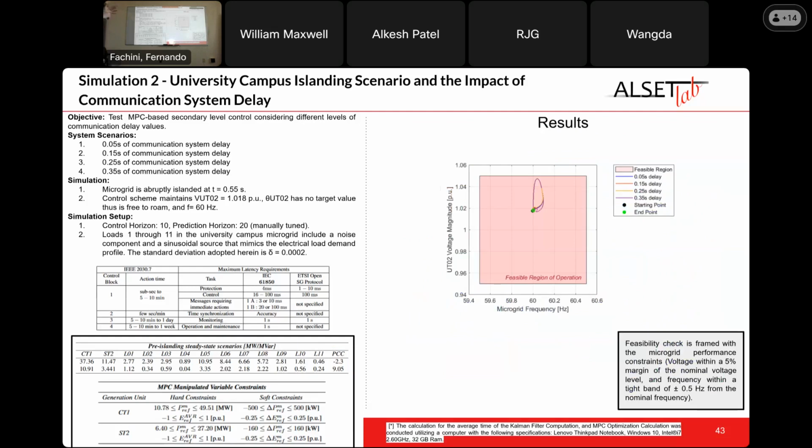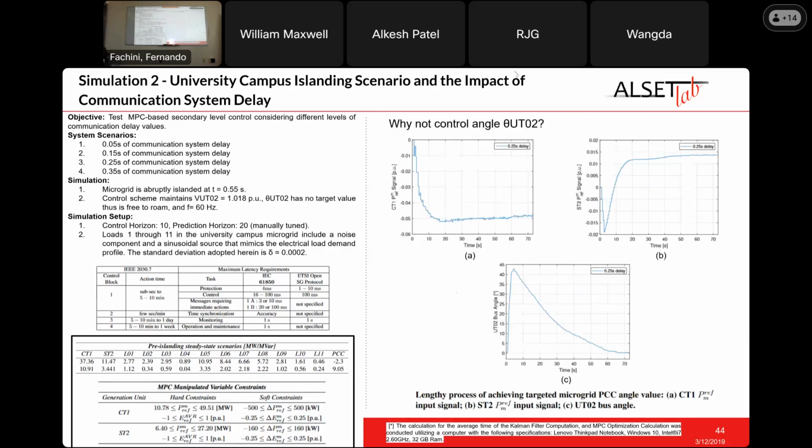And again, I start with the feasibility region of operation. So this plot again shows that for all 4 different delays, the states that I'm measuring are within the boundaries that I've devised, that are the power quality and performance constraints. So voltage within 0.05 pu, and the frequency within the band of plus or minus 0.5 hertz. We can see that there's a starting point for the states, and then they all go back to an endpoint, which is the target value that I selected.